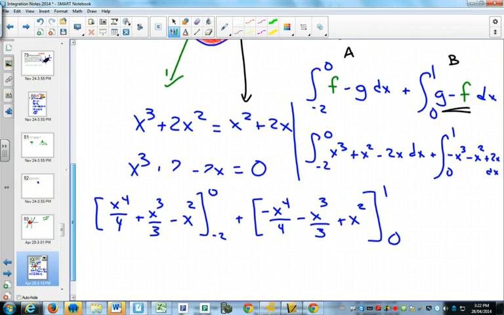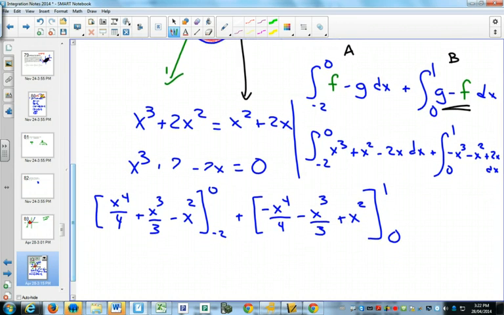We don't put the c's because we don't have to put plus c when you subtract them, they would all cancel out. So anytime that you're doing a definite integral, you can just put it in the square brackets like this and not worry about the constant.